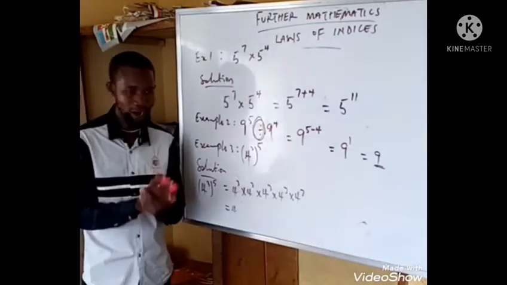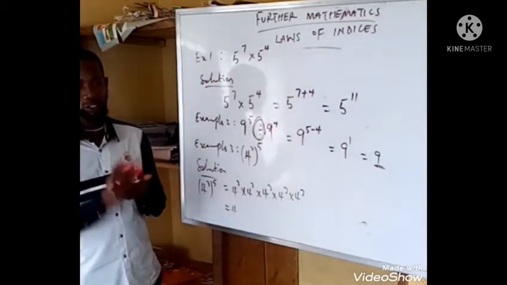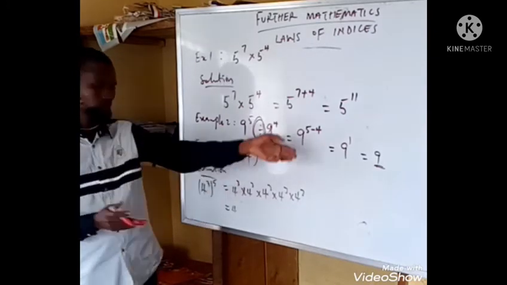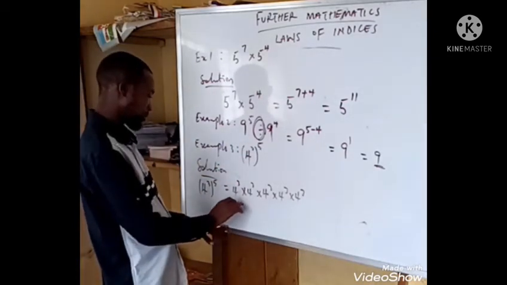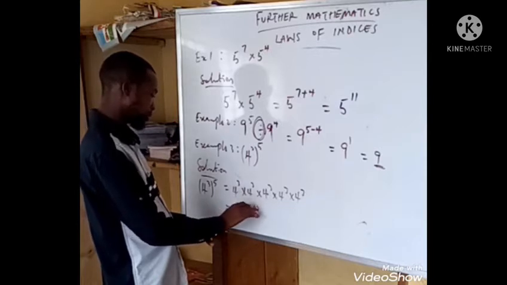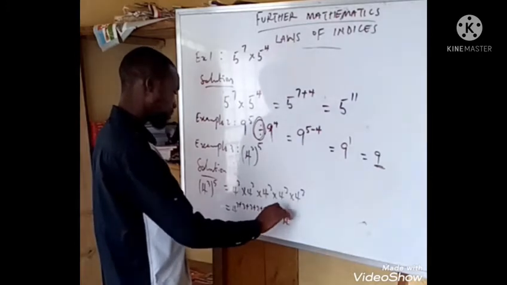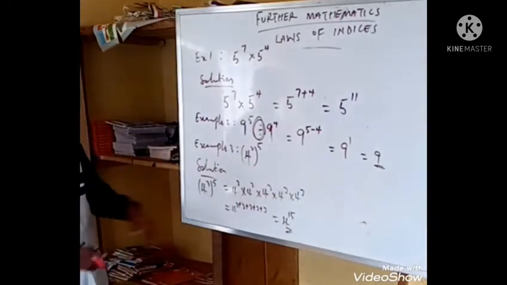And in that wise, multiplication will no longer act as multiplication. Multiplication will now work as what? As addition. Addition to what? Addition to our powers. So that's going to be 3 plus 3 plus 3 plus 3 plus 3, and that's going to give 4 raised to power 15. And that as well concludes the solution to this.